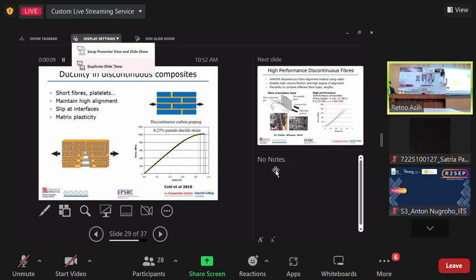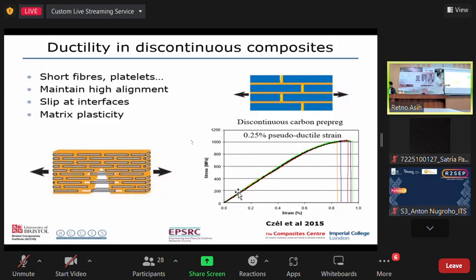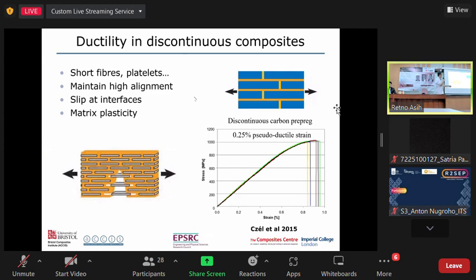So the damage mechanism is like a slit between the carbon fiber and the resin. Dr. Giselle, who is my second supervisor, has successfully demonstrated the nonlinear behavior for this discontinuous carbon fiber. Also based on this discontinuous composite, can we go next?